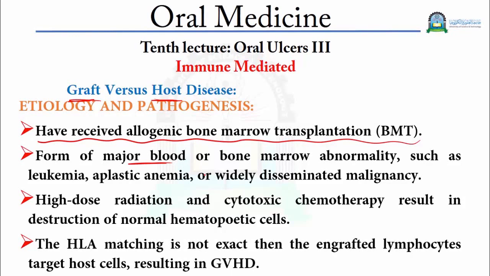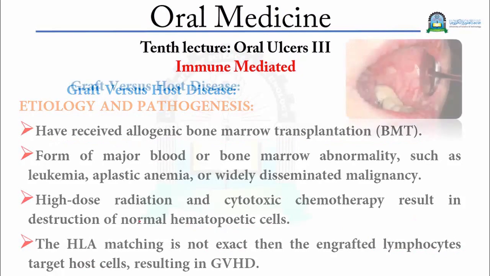High dose of radiation and cytotoxic chemotherapy result in destruction of normal hematopoietic cells, and if the human leukocyte antigen matching is not exact, then the engrafted lymphocytes target the host cells. So the grafted lymphocytes will target the natural host cells, resulting in what we call graft-versus-host disease.